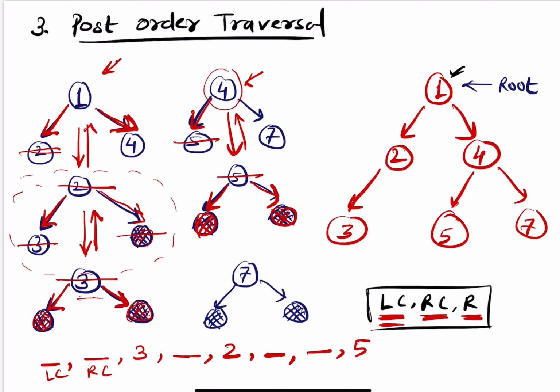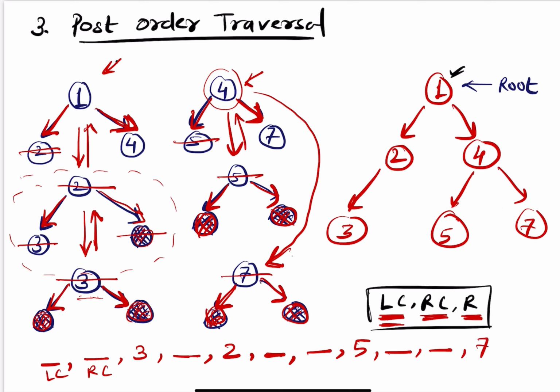Then left child is already processed, so it's turn for right child. So we came to 7, so we are on the 7 now. From here we came to 7. Okay, for 7 we will process the left child first, which is null. Then it's time for right child, which is also null. Then we will process root node itself, which is 7.